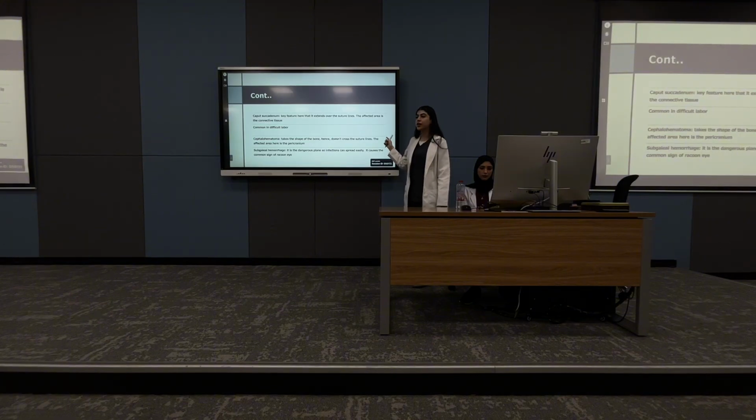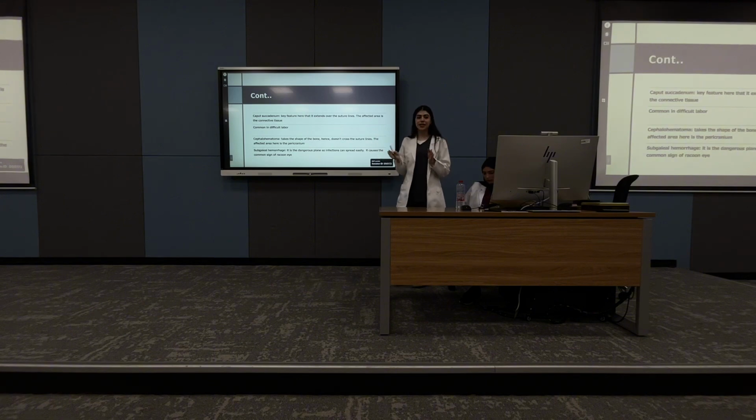The affected area is going to be the connective tissue, which is the second layer. Cephalohematoma takes the shape of the bone because the area that's affected here is the pericranium, and the pericranium is firmly adherent to the margins. What are the margins here? The sutures. That's why any hematoma that occurs in the pericranium is going to take the shape of the bone, so it cannot cross the suture line.